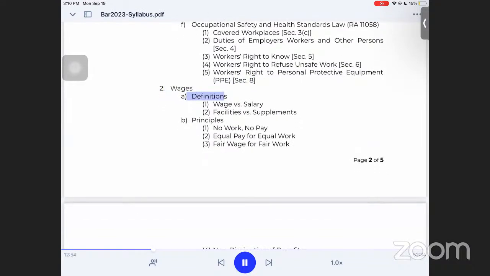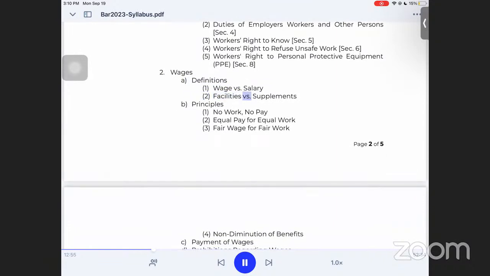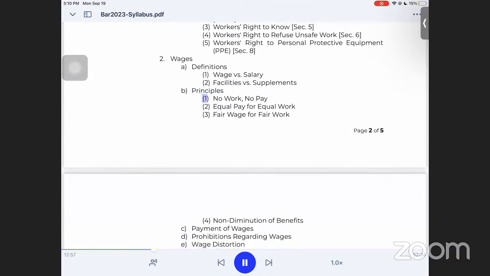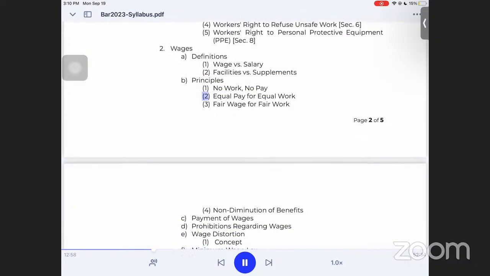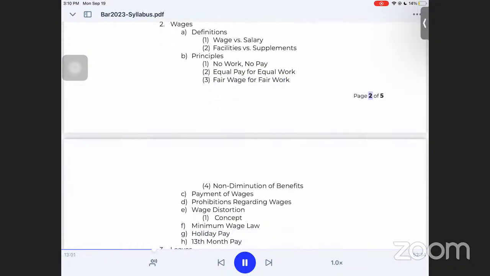A. Definitions. 1. Wages, salary. 2. Facilities versus supplements. B. Principles. 1. No work, no pay. 2. Equal pay for equal work. 3. Fair wage for fair work. Page 2 of 5.